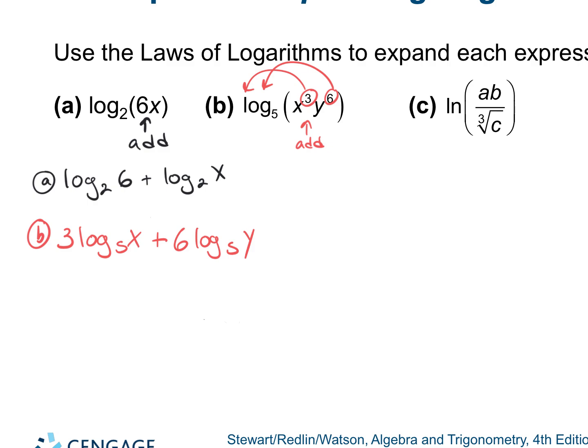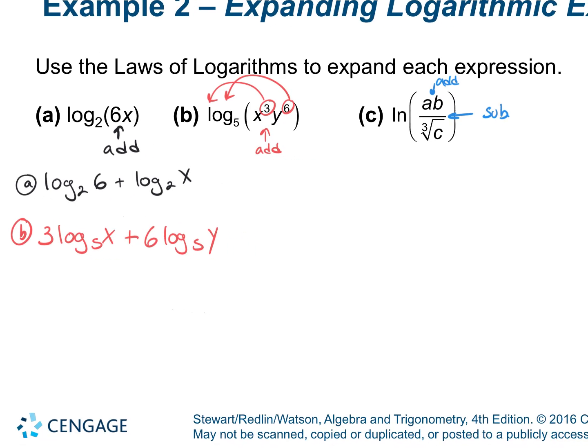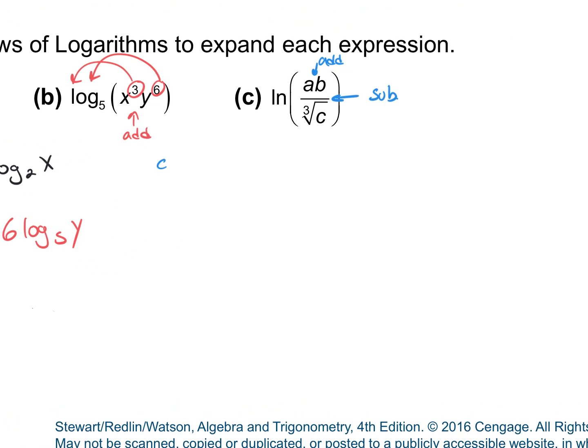Now for C, we have a couple things. We have a multiplication here, so it means we have to add. But the general gist is this is going to be a division, so we're going to have to subtract those exponents. So for C, I'm going to take it a few steps at a time. I'm going to write ln of AB. I'm going to separate the division first, minus ln of the cube root of C. Now remember, a root, whether it's a cube, a square, to the 4th, 5th, doesn't matter, it's still going to be a power. I'm going to write that down.